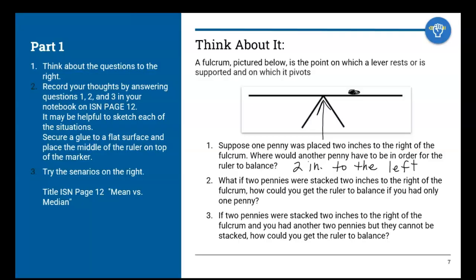Okay, now that you have your ruler and your pennies, what if 2 pennies were stacked 2 inches to the right of the fulcrum? So your ruler is your fulcrum, okay? Go ahead and stack 2 pennies to the right of your fulcrum. Okay? Sorry, your pencil is the fulcrum. How could you get the ruler to balance if you only had 1 penny on the other side? So, watch. This is 2 pennies to the right. If you had 1 more, where would you put it so it would balance? Test it out. So if you had two stacked, where would you have to place the other one?